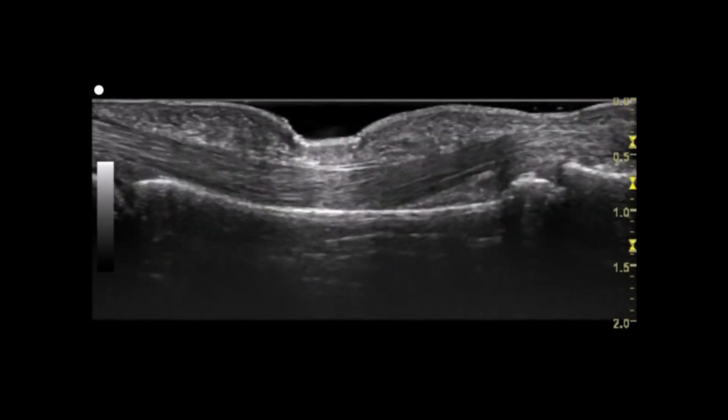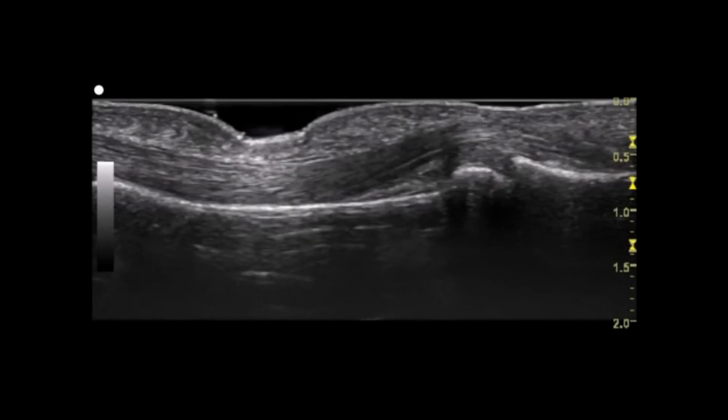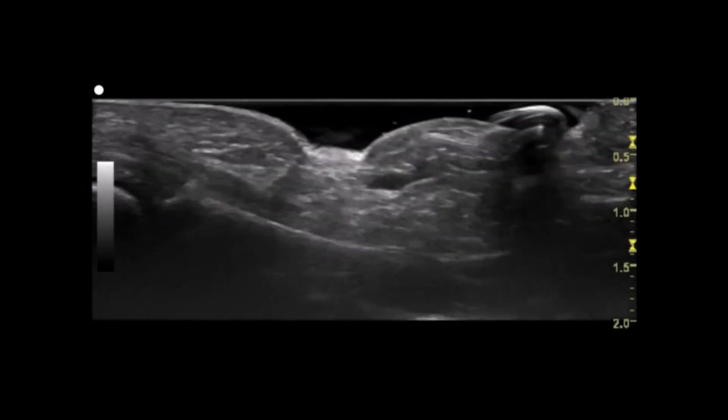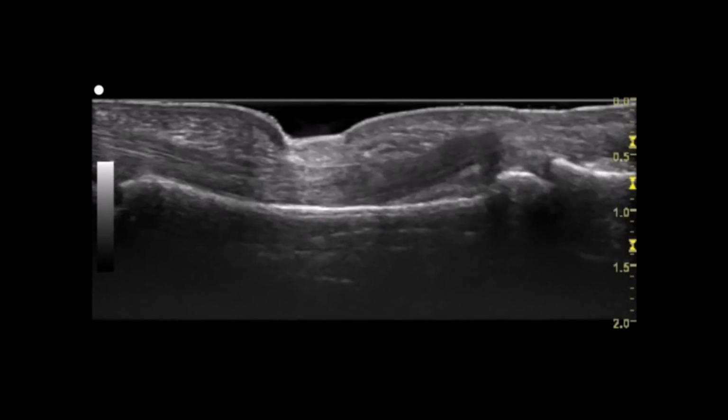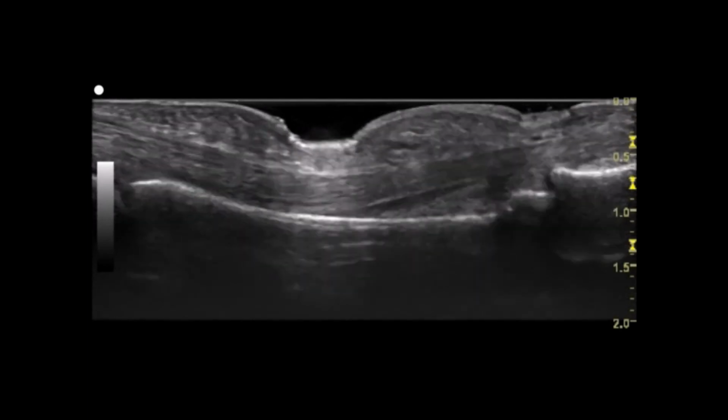Aligning the transducer directly perpendicular to the structure of interest in its long axis view and rocking or heel-toeing the transducer will eliminate the artifact and demonstrate a normal linear fibrillar pattern.